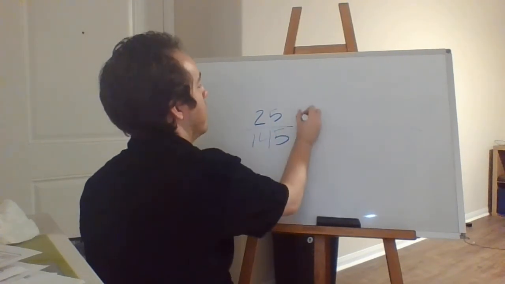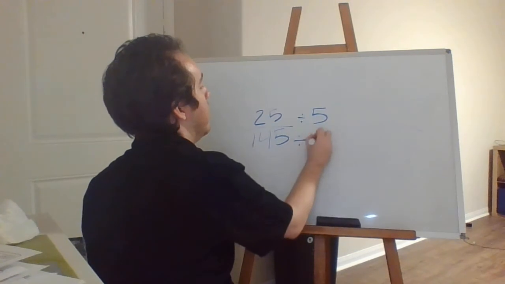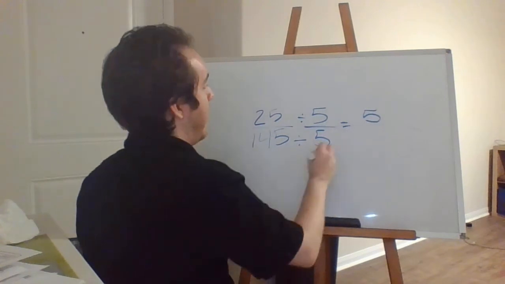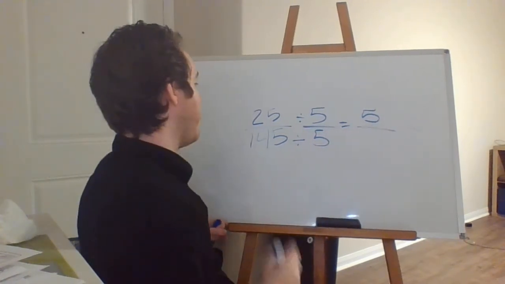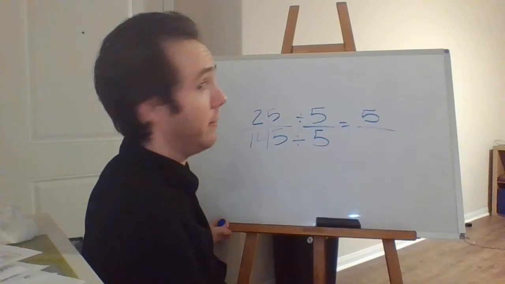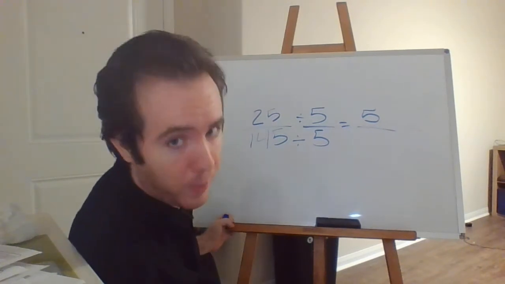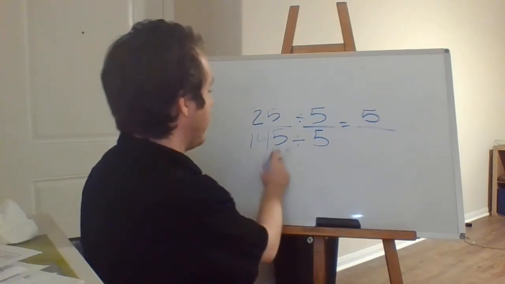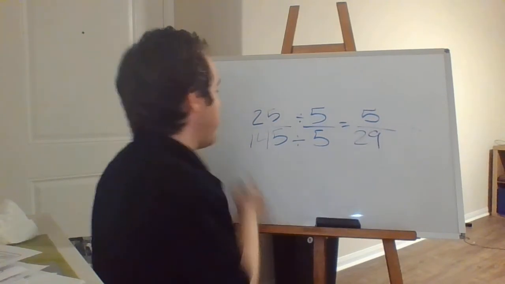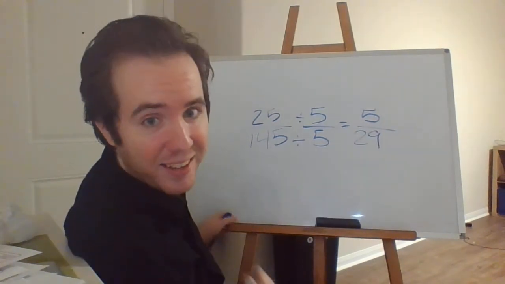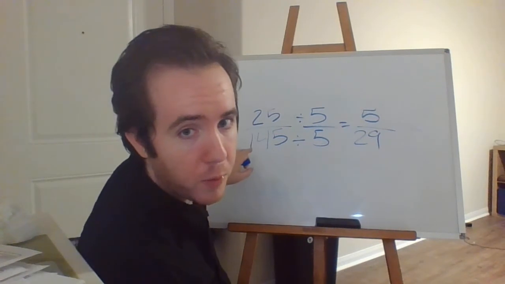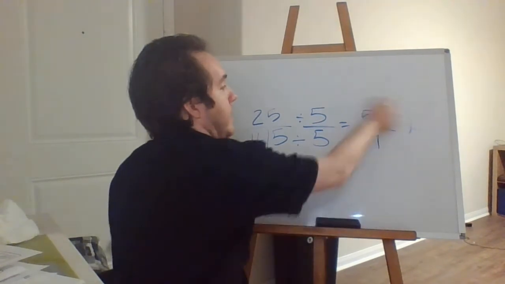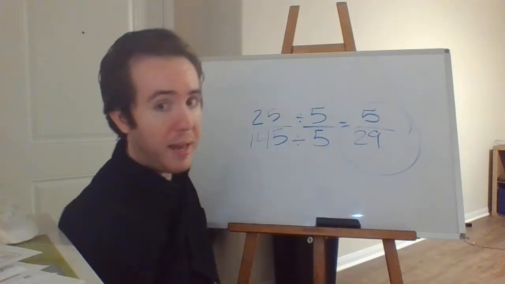Both these numbers divide by 5. So 25 divided by 5 is, you guessed it, 5. 145, well, divide that by 5. 100 divided by 5 is 20, and 45 divided by 5 is 9. So 29. By the way, that's not a 1, that's 100. So we have 145 divided by 5, that's 20 and 9. 29. So that's my answer there in the bottom corner.